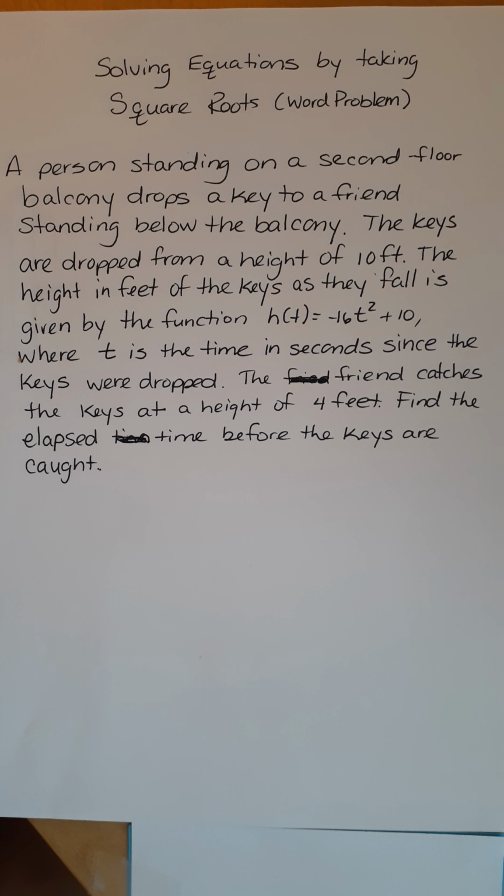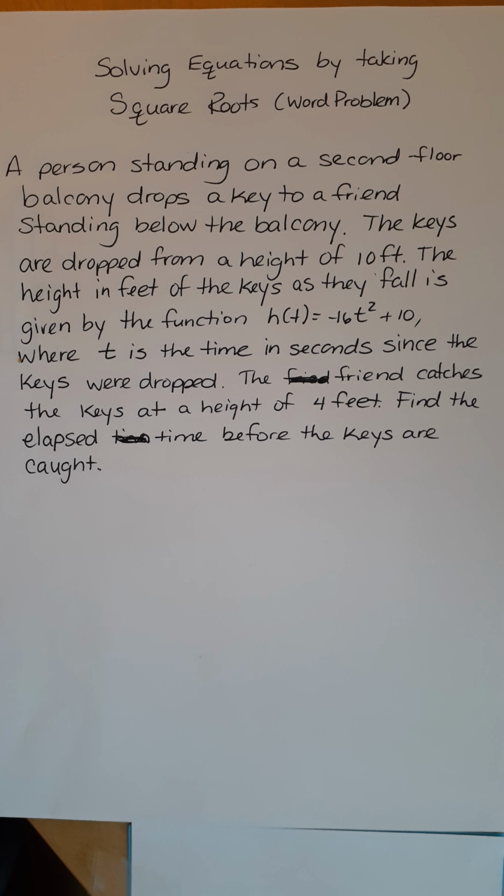The height in feet of the keys as they fall is given by the function h of t equals negative 16 t squared plus 10, where t, which it usually is in a word problem, is time in seconds since the keys were dropped. The friend catches the keys at a height of 4 feet. Find the elapsed time before the keys are caught.